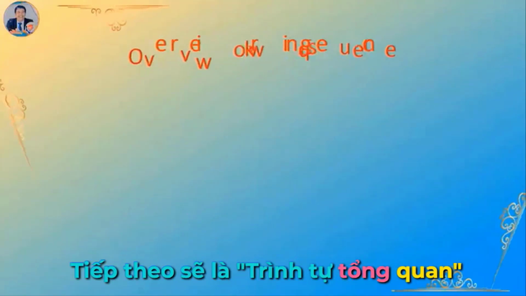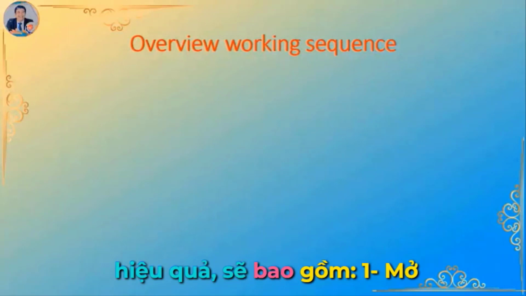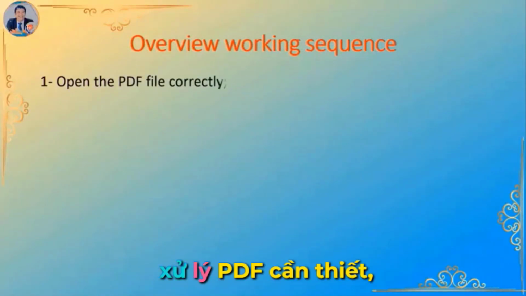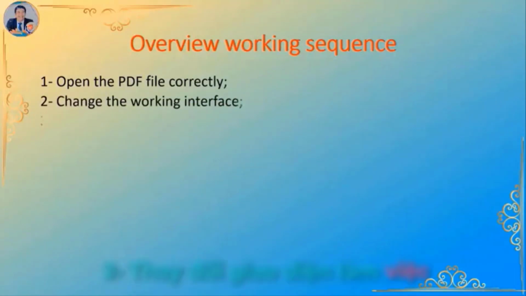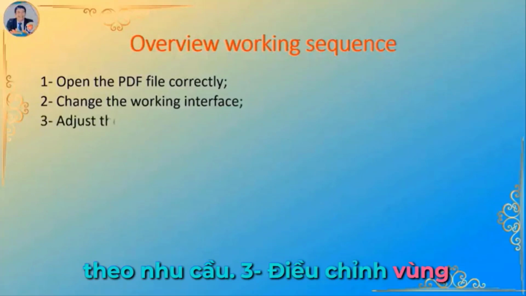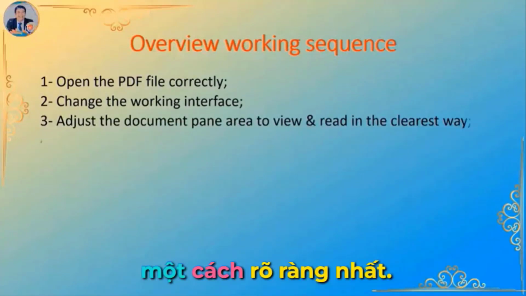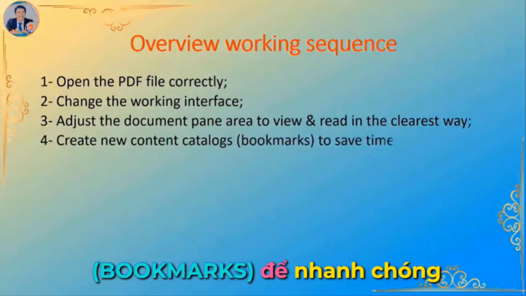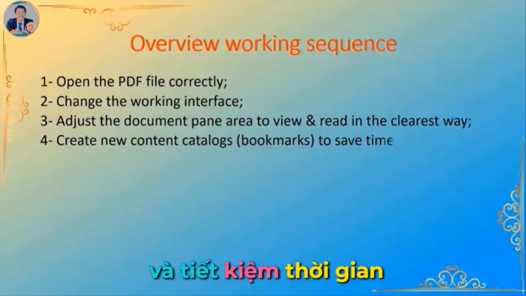Next will be the overview sequence to work with the software effectively, including: 1. Open the PDF file correctly into the necessary PDF processing software. 2. Change the working interface according to needs. 3. Adjust the Document Pane area to view and read the contents in the clearest way. 4. Create new content catalogs, bookmarks, to quickly interact with detailed content and save time.